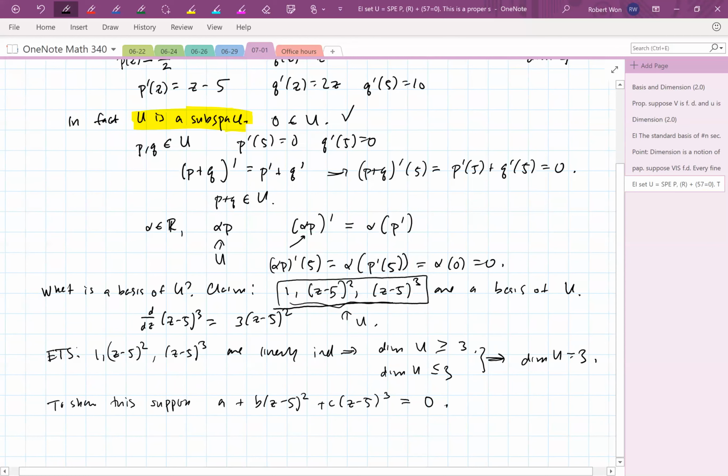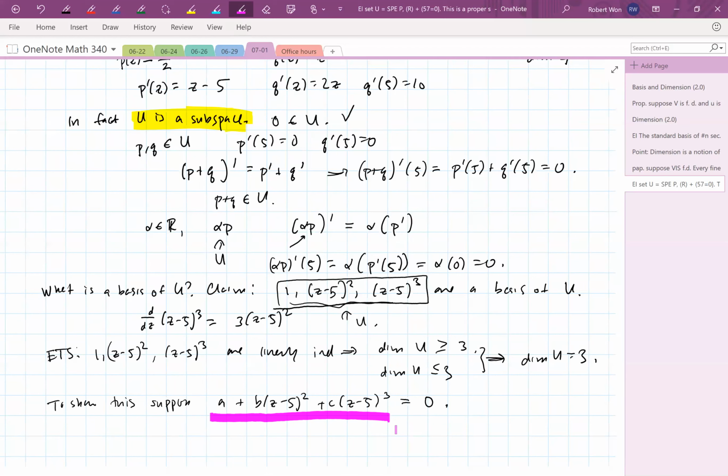What do I need to show? I need to show that the constants must be 0. Well, why are the constants 0? Let's look at the left-hand side here, and let's look at the coefficient on z cubed. What is the coefficient on z cubed if you expanded everything? The coefficient on z cubed is c. And so here the coefficient on z cubed is c. But on this side, the coefficient on z cubed is 0.